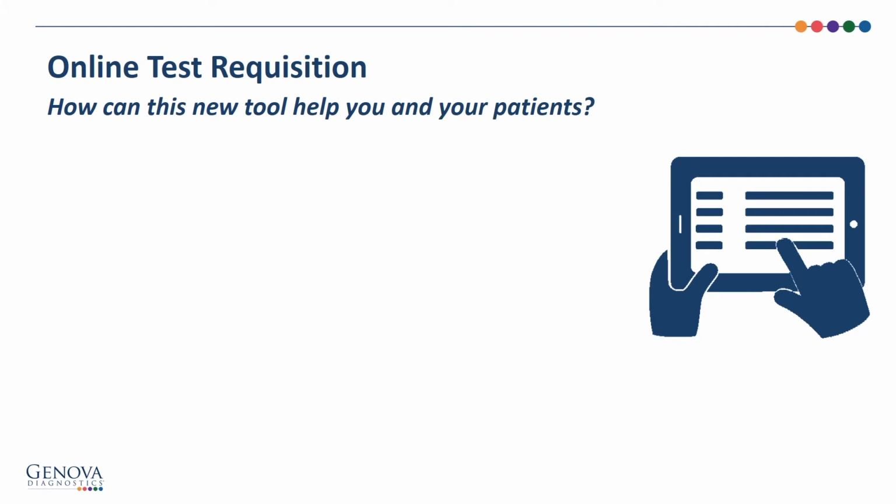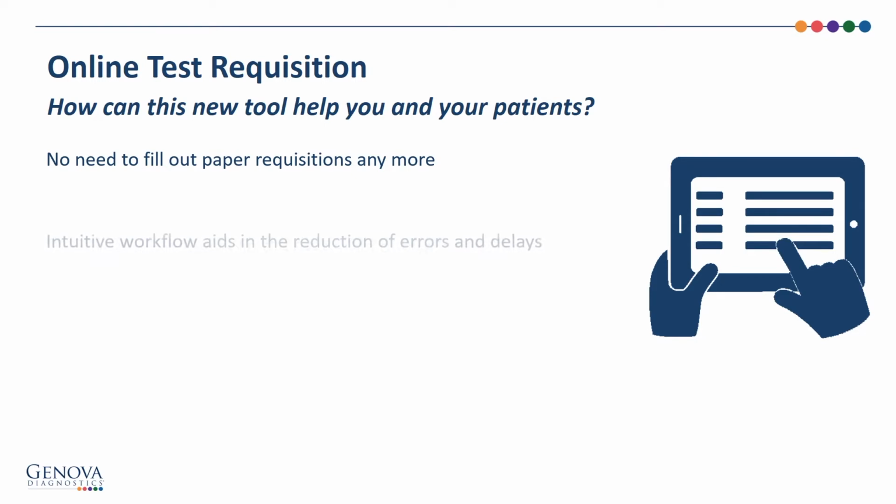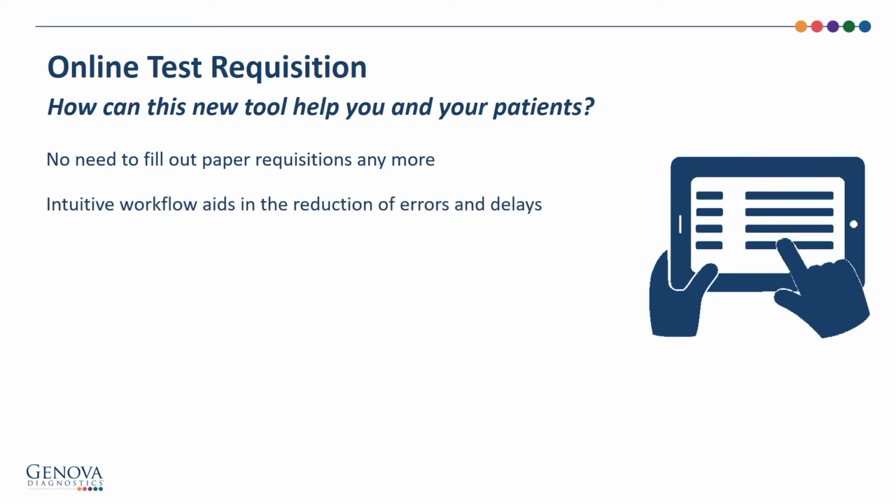Genova's new online test requisition is designed to help you and your patients with the test requisition process. Benefits include no need to fill out paper requisitions anymore. Easy to navigate interface and workflows reduces errors and missed information. Patient demographics and insurance information is stored for future use, or the program has the capability to integrate with a significant number of EMR systems.